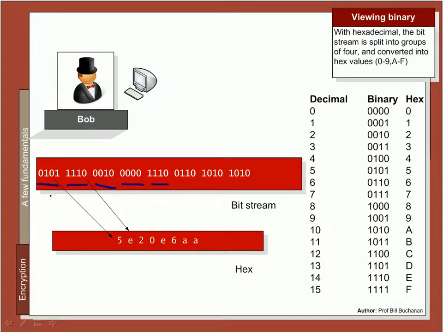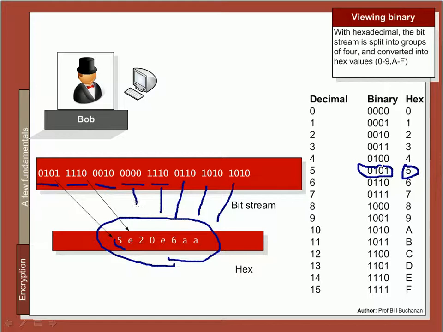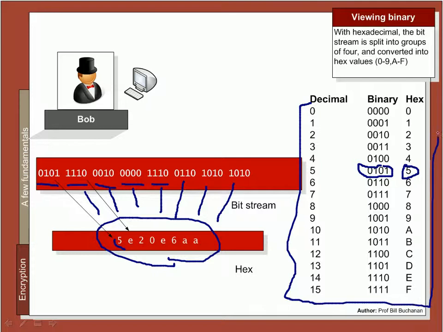So in this case, 1001, we look up the binary table and we find it here. So the hex character for that is a 5, second one is an E, and so on. So hexadecimal is a convenient method to represent our bit stream, in that we can very quickly convert these values because we only have to remember 16 different characters.